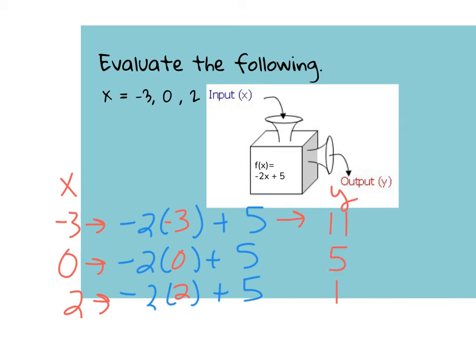Okay, so I have evaluated each one of these for these x values, and my output values have come out. When x is -3, y is 11. When x is 0, y is 5. When x is 2, y is 1. Please go ahead and make sure you check those values. I might have made a mistake. If I did, please let me know. So we have 11, 5, and 1.